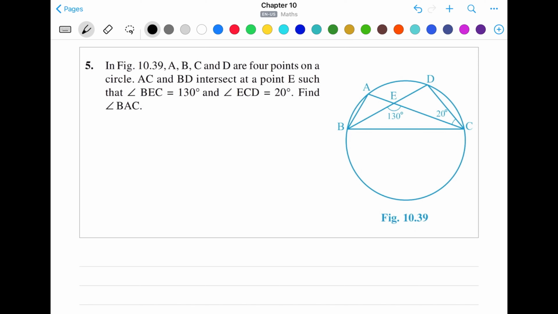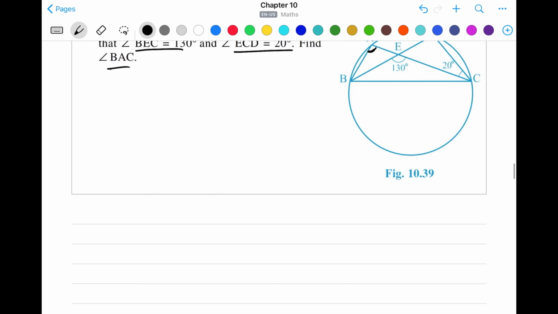Question number 5 here is: in figure 10.39, A, B, C and D are 4 points on the circle. AC and BD intersect at point E such that angle BEC is equal to 130 degrees and angle ECD is 20 degrees. We have to find the value of angle BAC. So let's start the solution. This is answer number 5.